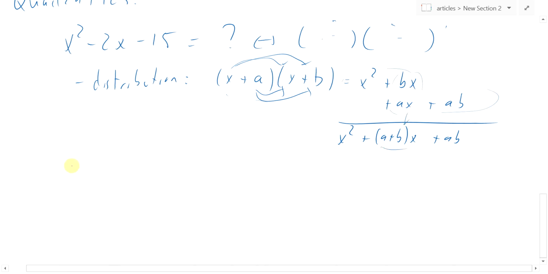Okay, so what do I need to factor x squared minus 2x minus 15? Well, the minus 15 is 2 numbers.